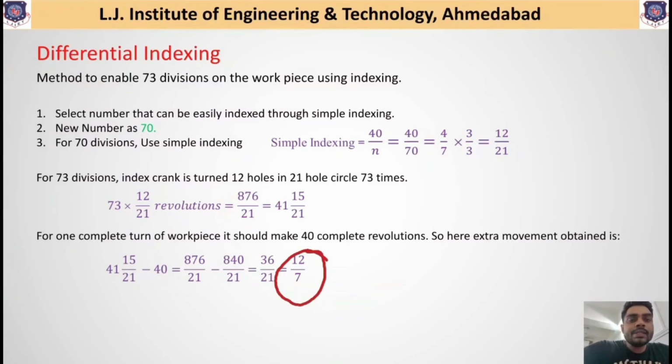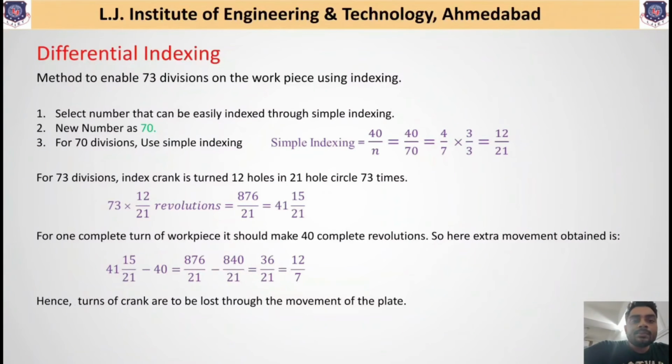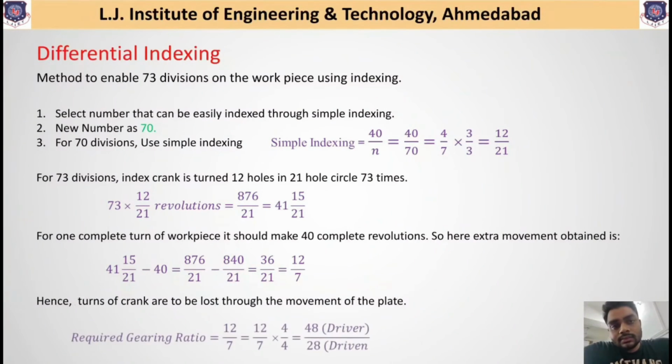So this needs to be subtracted, and to subtract this movement we will use the gearing assembly, and for this we must design the gearing arrangement or gearing ratio that is required to subtract this movement. So how can one calculate this gearing ratio? For that, let us have a look at another step, and hence the turns of the crank are to be lost through the movement of the plate that we have discussed. So the required gearing ratio, that is 12:7, needs to be subtracted.